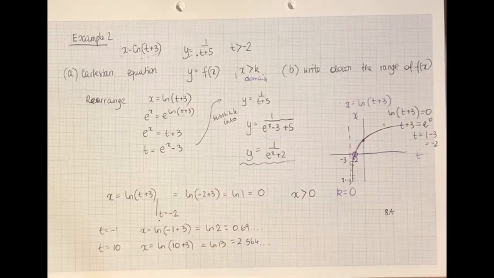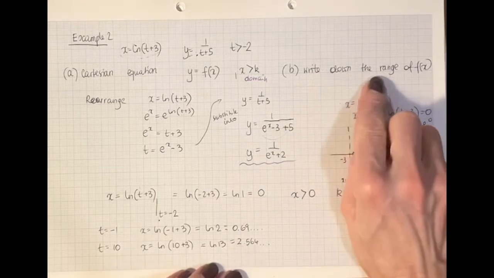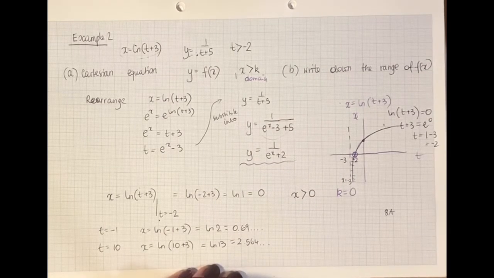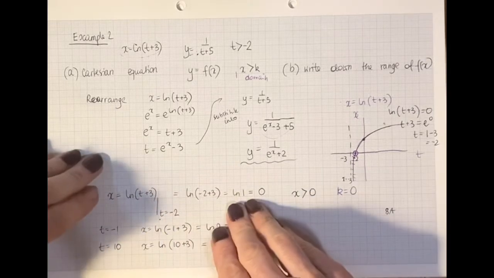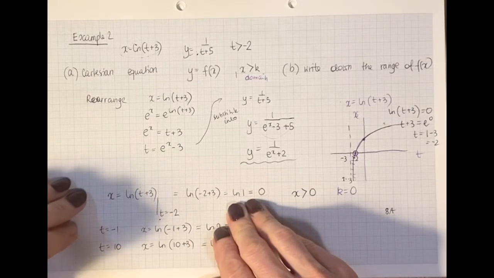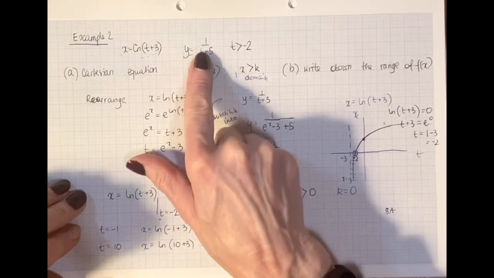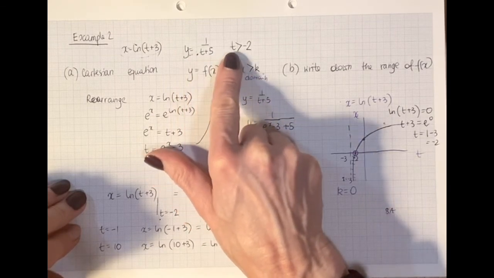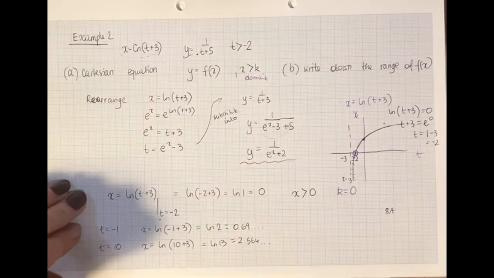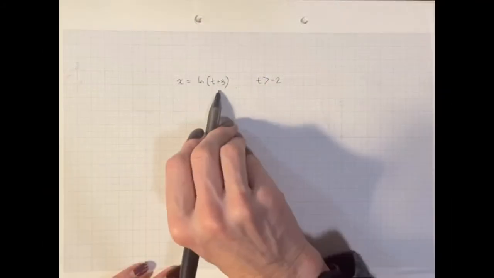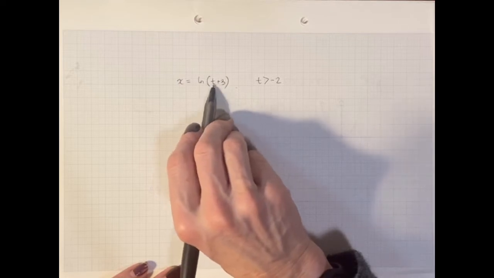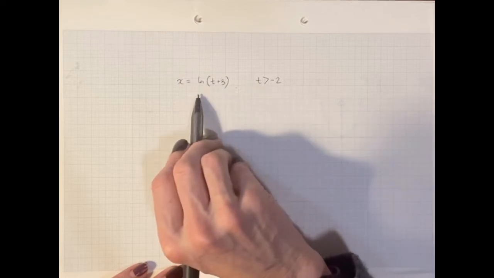Okay, so we have also been asked to find the range of f of x. So let's have a look at the range. So the range is considering the graph ln of t plus 3 for t greater than -2. This is a very important question. You should be able to sketch this function if it's defined for all possible values of t.